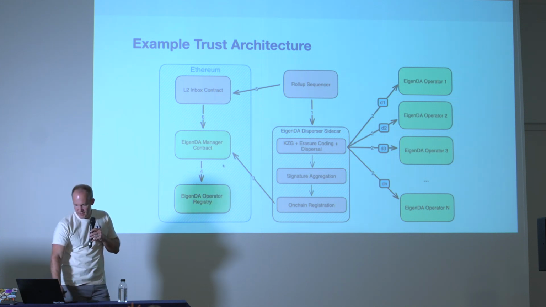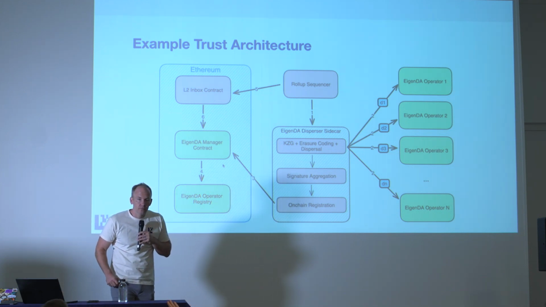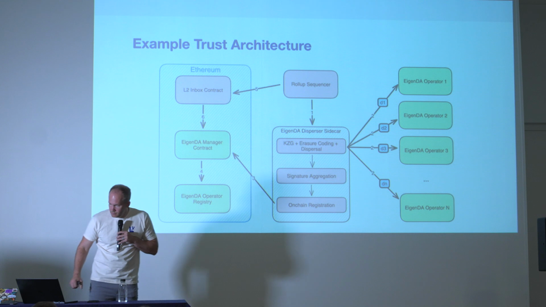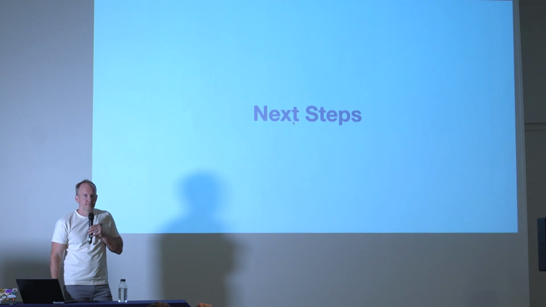Okay. Hey, please, yeah. So you said that like the transactions from the rollup, they're going into this EigenDA disperser, the sidecar, and then they're being somehow like batched again into different EigenDA operators. What are those? Are those like nodes running somewhere?